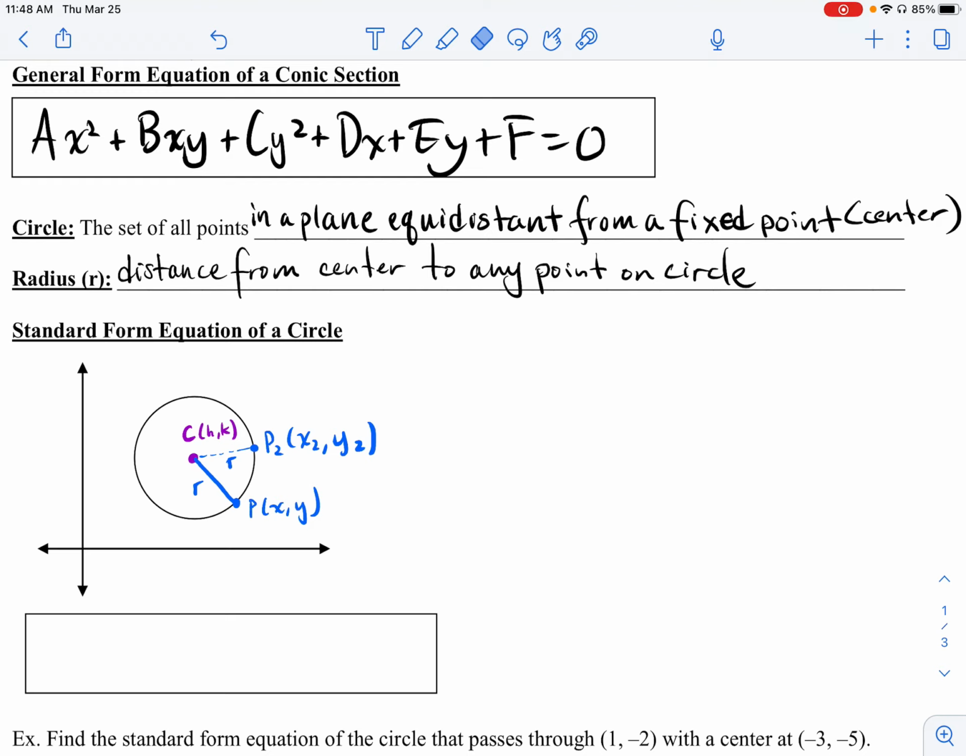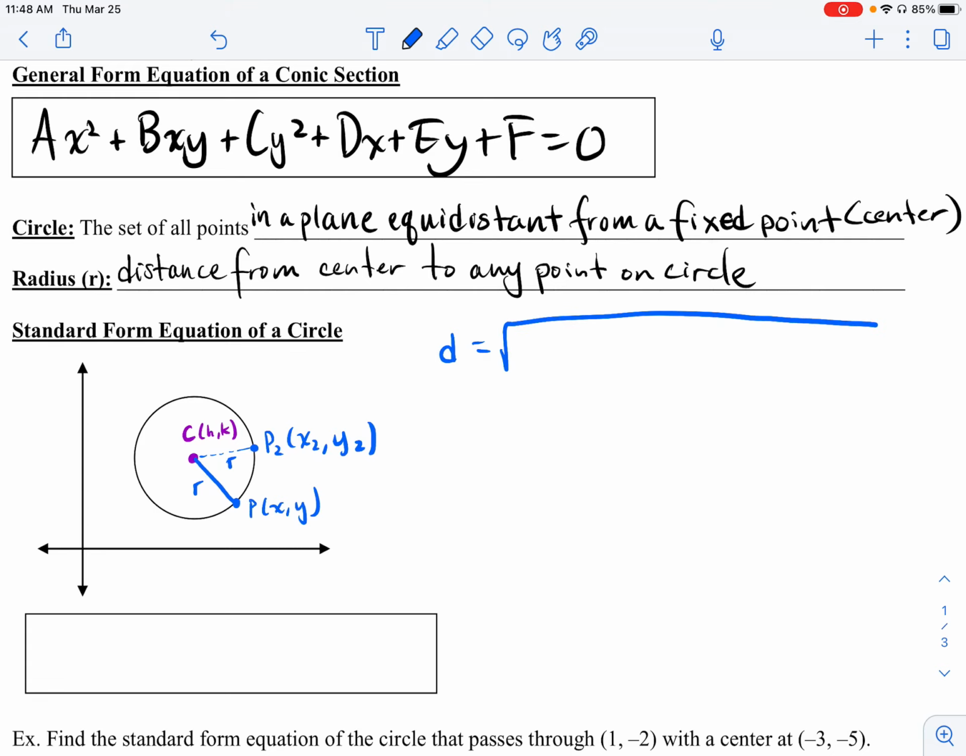I mean, we've already talked about circles in geometry, but in the context of a conic section, it's the set of all points in our plane that are equidistant from a fixed point, the center. And the radius is, again, just the distance from that center to any point on the circle. So what if I wanted to find that actual distance? Well, how do we find the distance of any line segment? We just use the distance formula.